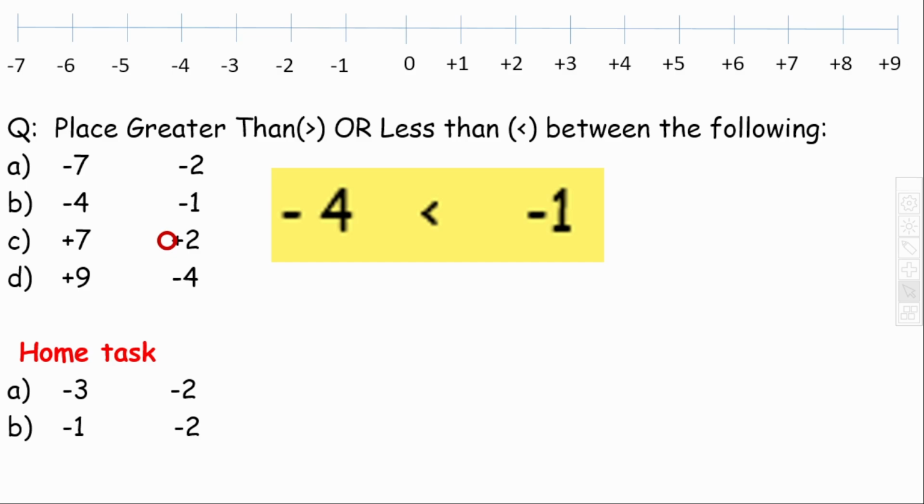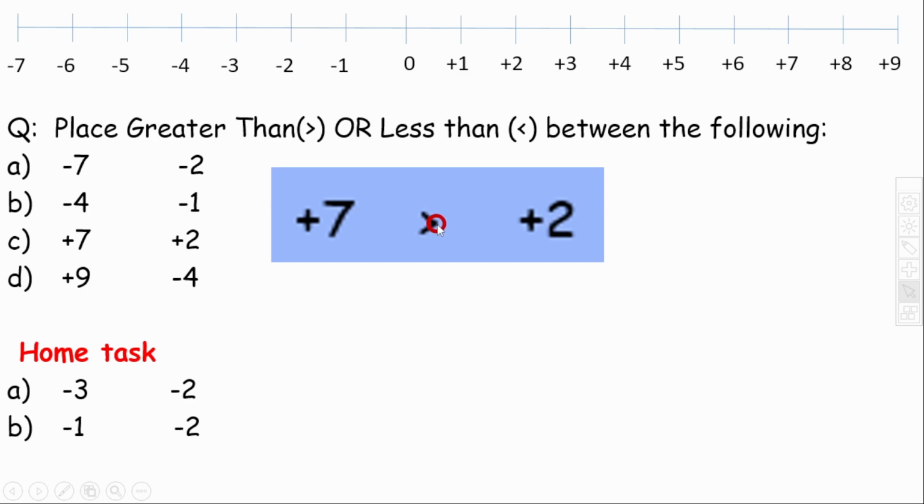Now let's go to the third question, plus 7 and plus 2. If you compare these two, which is on the right hand side, which is on the left? This is plus 2 and this is plus 7, which is on the right hand side. The right hand side is 7, while the left hand side is what? Plus 2. So we can say plus 7 is greater than plus 2. So we use the greater than sign.